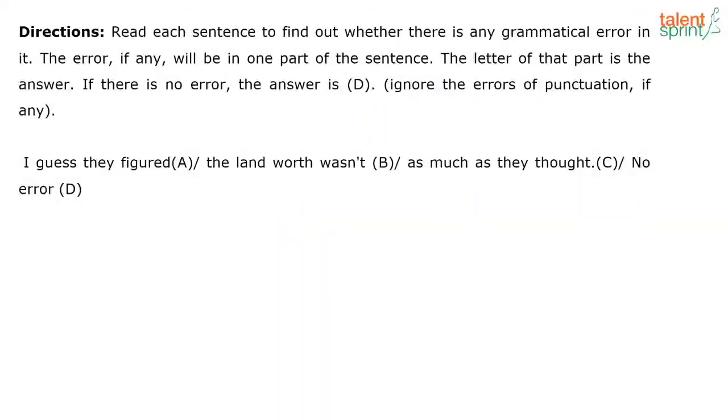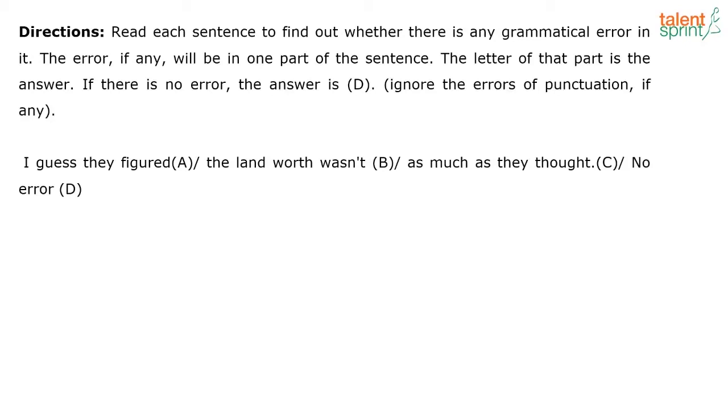And I guess they figured the land worth wasn't as much as they thought. Where do you think the error is? I guess you're struggling to figure out the answer here. Actually, I guess they figured, what is the context meaning? The context meaning is, they thought that the land, the price of the land, was worth this much, but it actually wasn't.